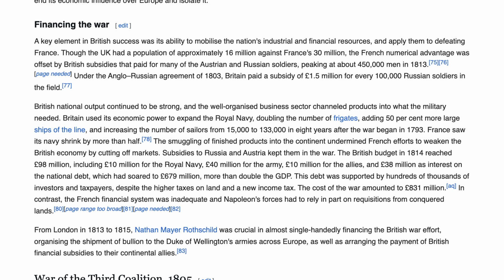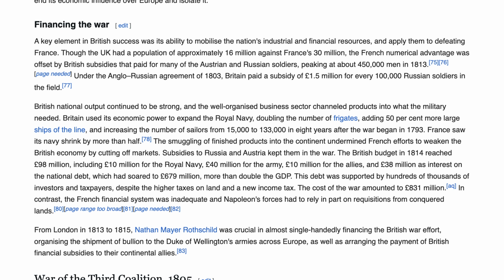The British budget in 1814 reached £98 million, including £10 million for the Royal Navy, £40 million for the Army, £10 million for the Allies, and £38 million as interest on the national debt, which had soared to £679 million, more than double the GDP.